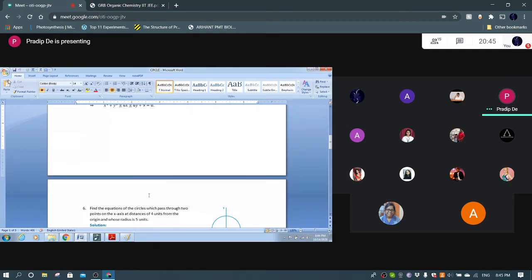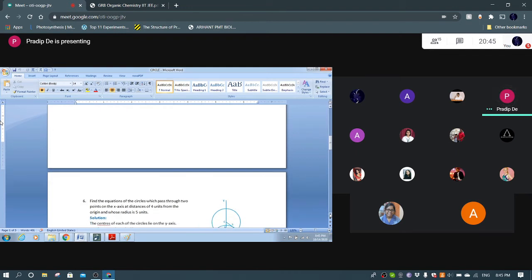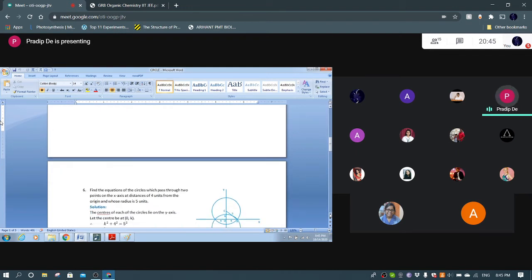Find the equations of the circles which pass through the 2 points on the x-axis at distances of 4 units from the origin and whose radius is 5 units. I'm showing you the diagram. Then you try.